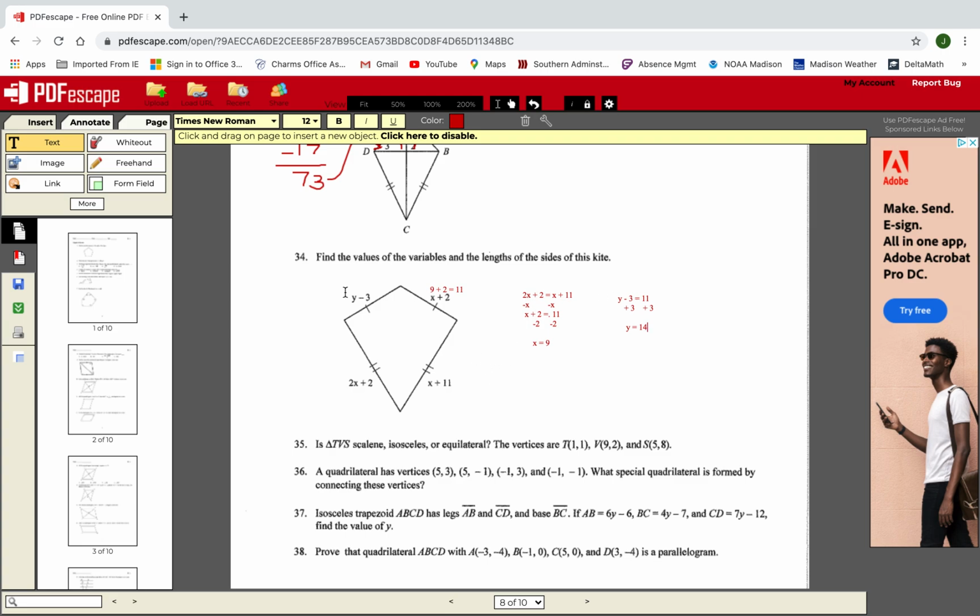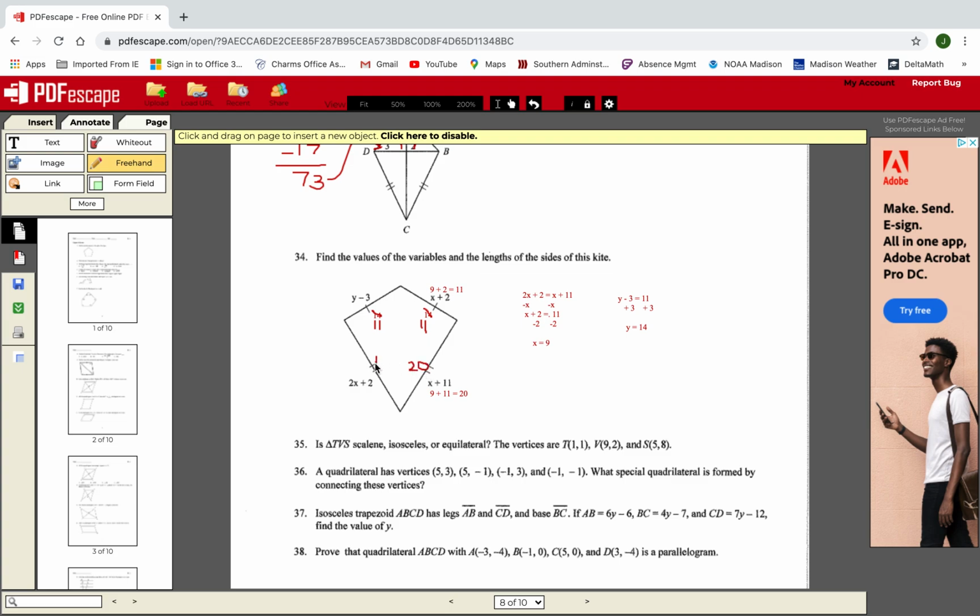It says find the values of the variables and the lengths of the sides of this kite. Well, we know those two upper pieces are 14, right? That one's 14, that one's 14. And if x is 9, 9 plus 11 will give us this lower piece, which equals, I'm sorry, the upper piece is 11. Y is 14. The upper piece is 11. Now, if x is 9, 9 plus 11 is 20, so these bottom pieces are 20. Thank you for catching that.